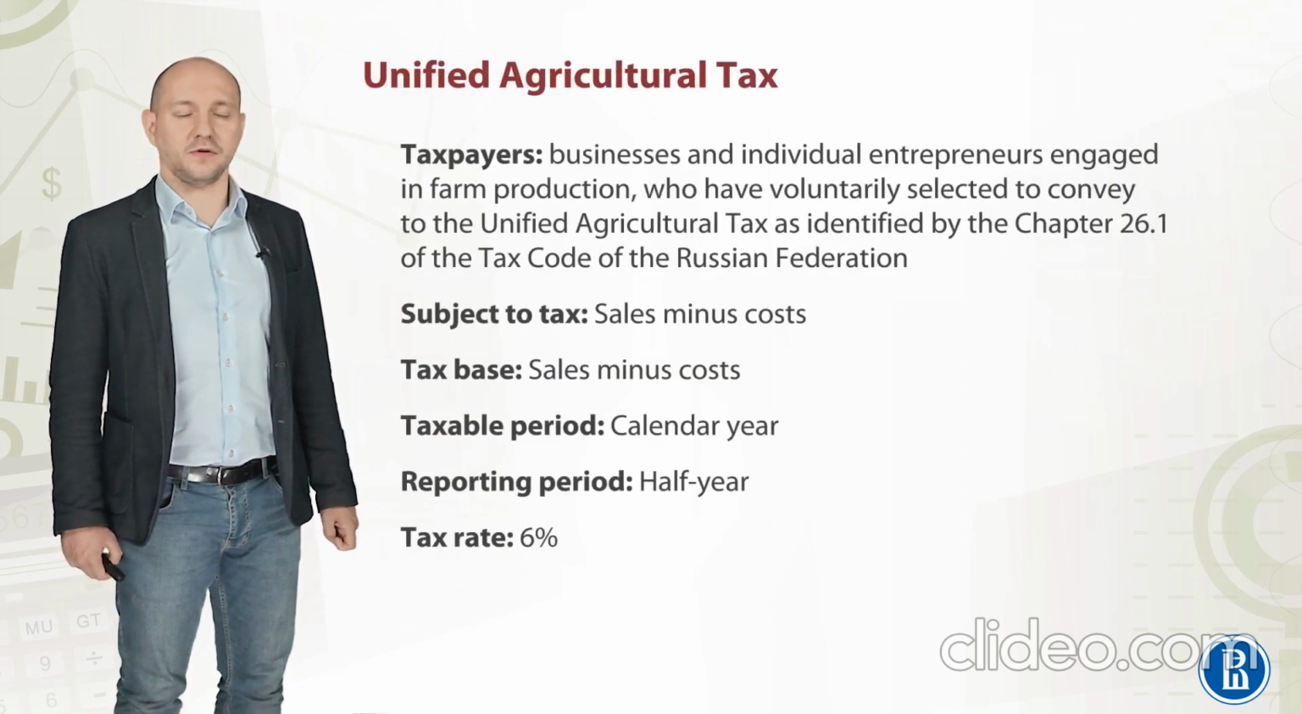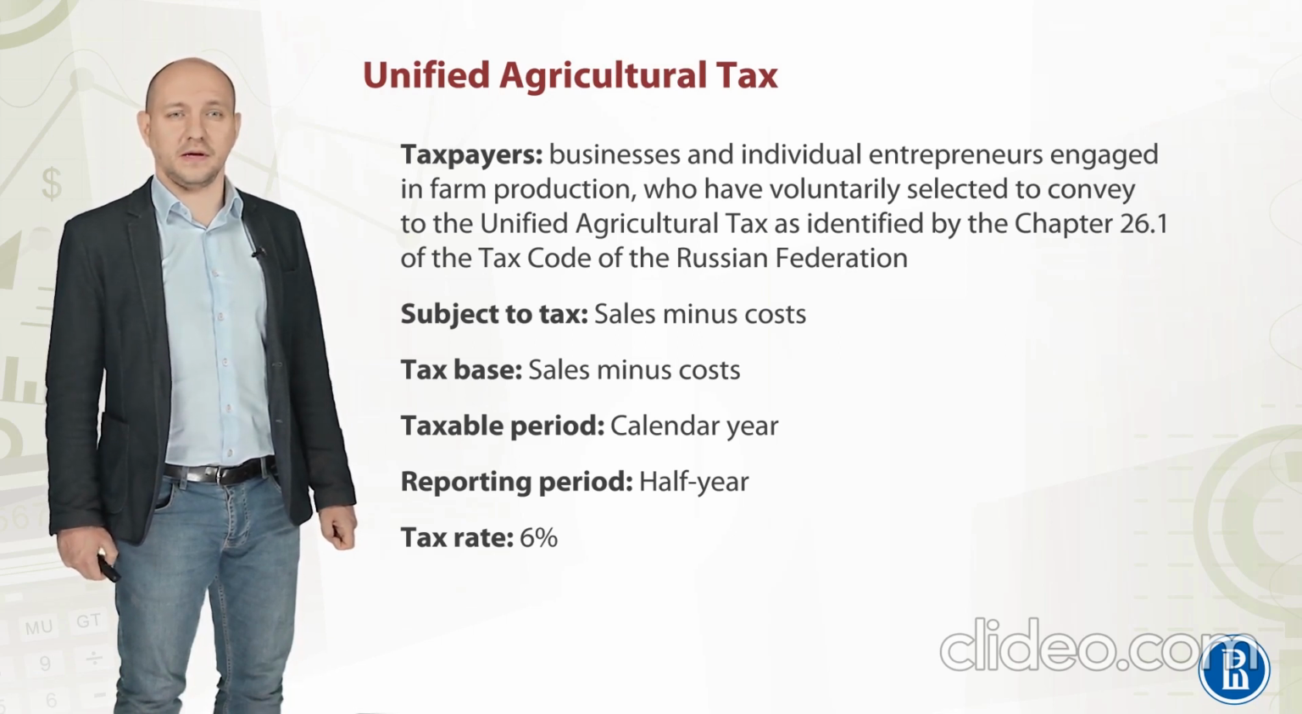Then in Russia we have also another special tax regime, which is called Unified Agricultural Tax. This tax regime can be used by agricultural companies, which we can see from the name of this tax regime.